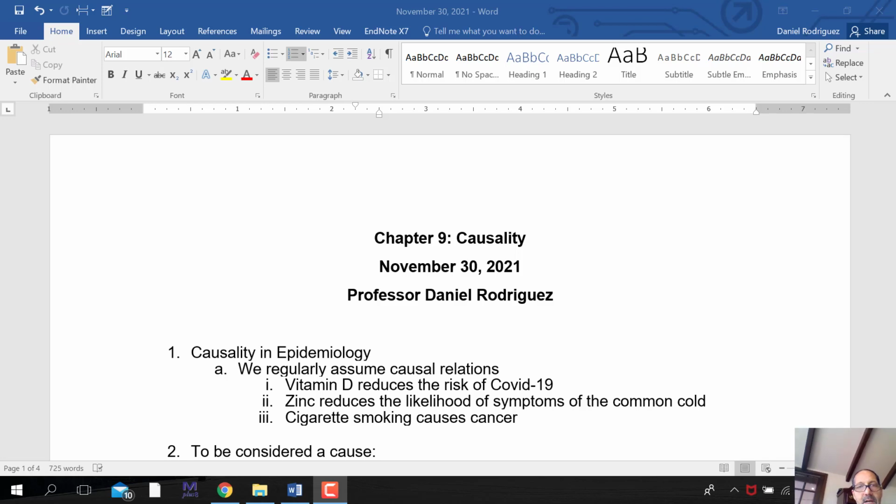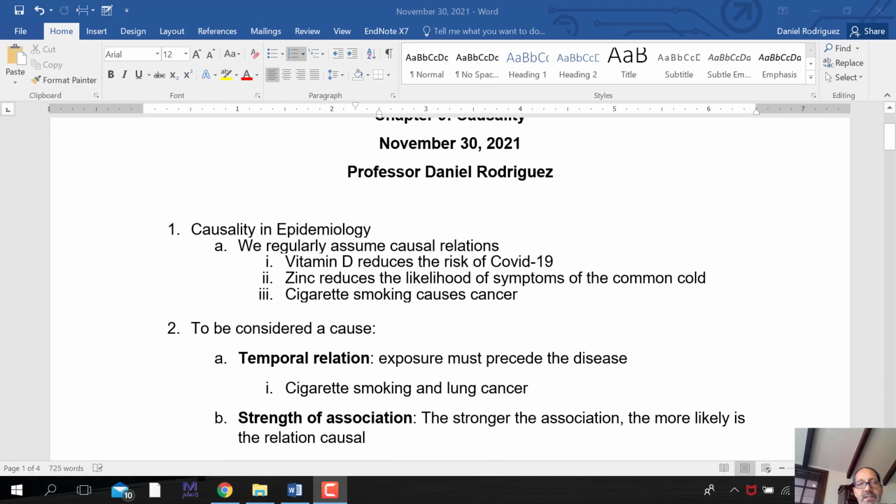Today I want to talk a little bit about causality in epidemiology. Generally, we assume things are causal, but there's a tendency to not validate our beliefs or our assumptions. Here are some examples of beliefs that we have.